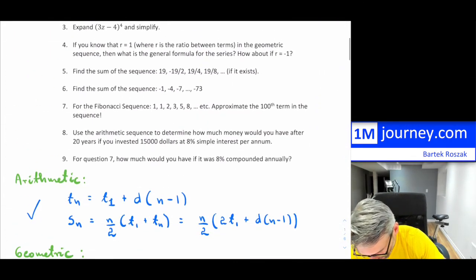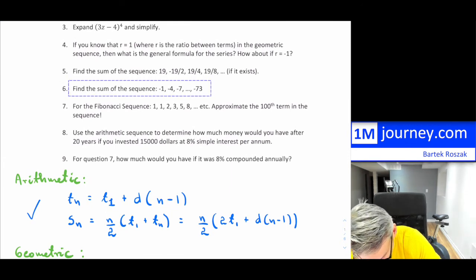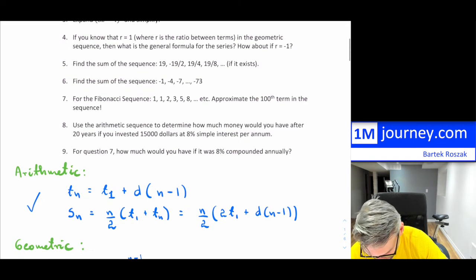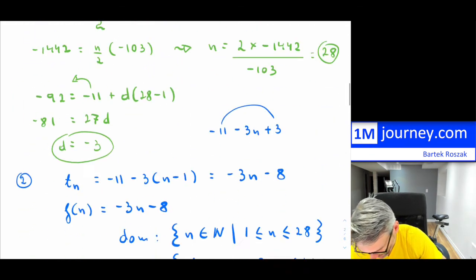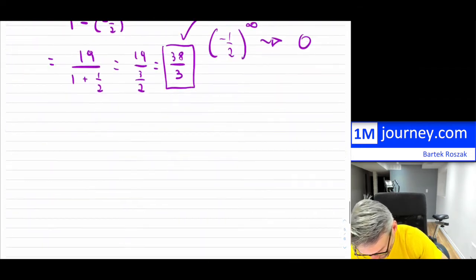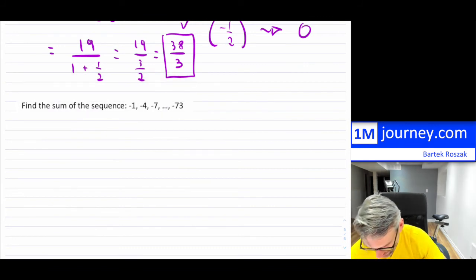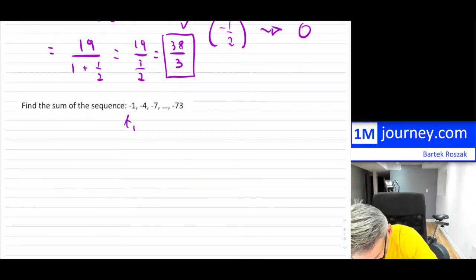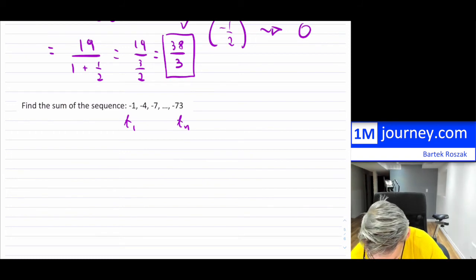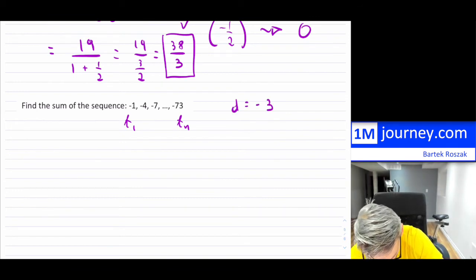So what do we have there? Question 6, find the sum of the sequence. We have this. This looks like an arithmetic one. We don't know how many terms. So we know our term 1, and this is our term n. The difference here looks like it's minus 3, so it's not geometric. This is an arithmetic sequence.